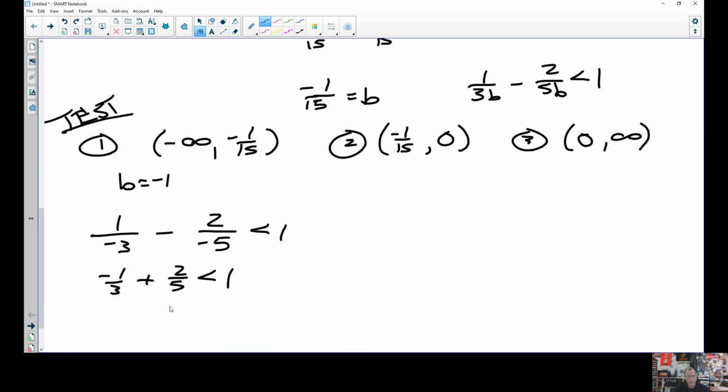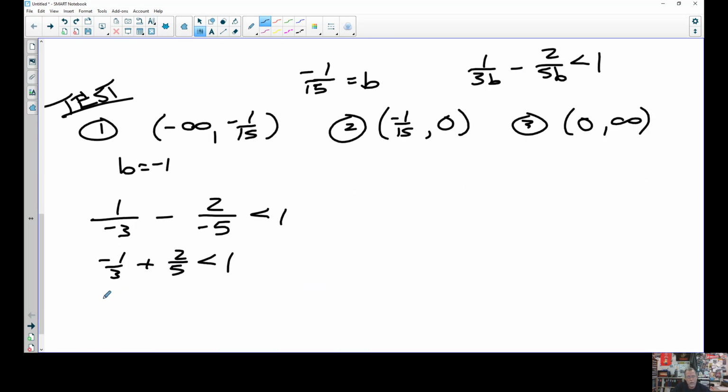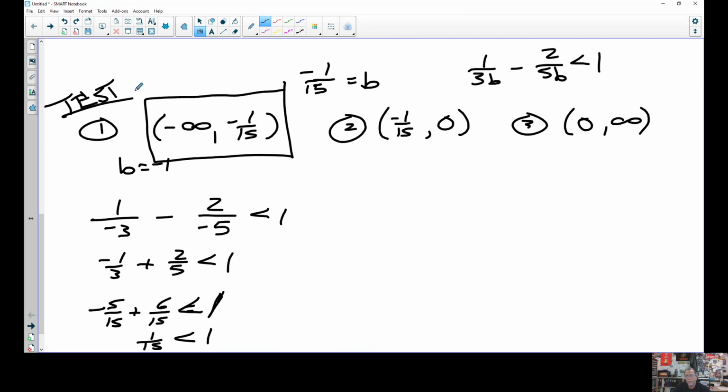Well, let's look at this. If we do these as 15ths, right, this would be negative 5/15 plus 6/15, and less than 1 is what we're trying to see. Negative 5/15 plus 6/15 is a positive 1/15. That is not greater than 1, right? That is less than 1. So this is a true statement. That means this is part of our solution. All right, 1/15 less than 1 was true. We go on. All right, so now we go to the next one.